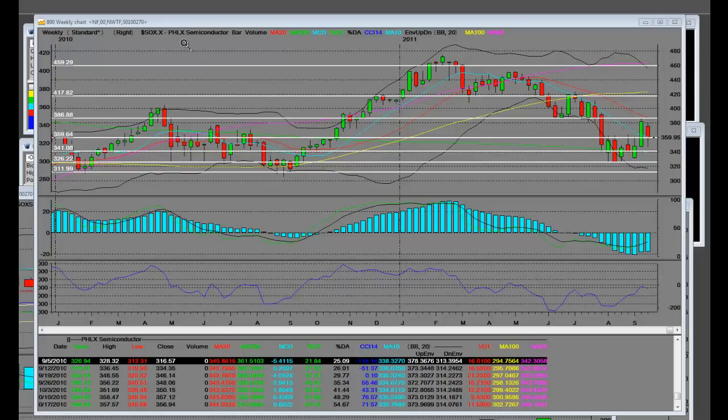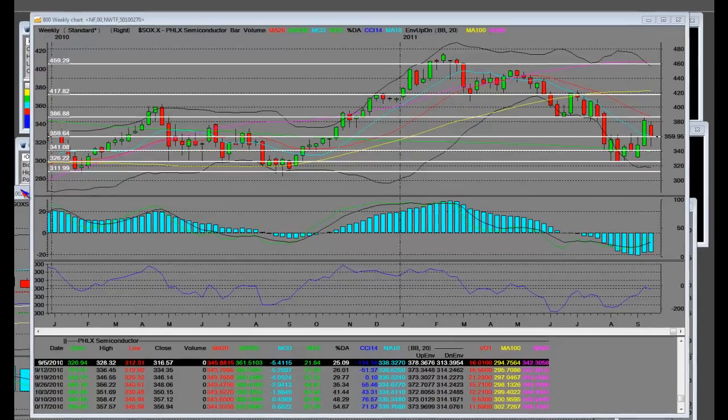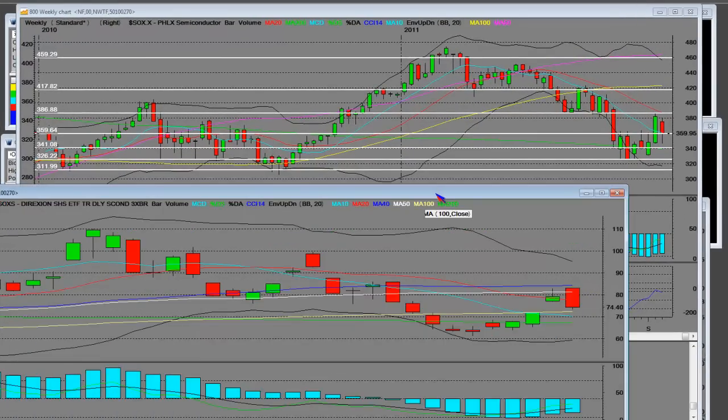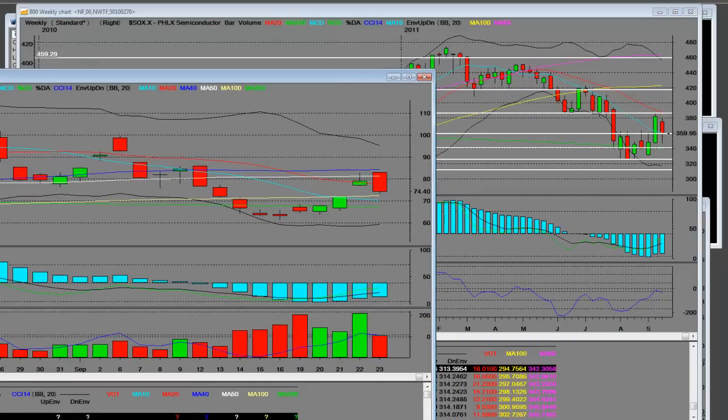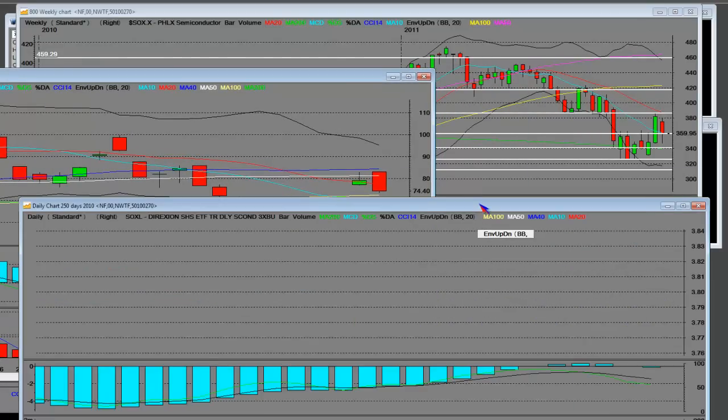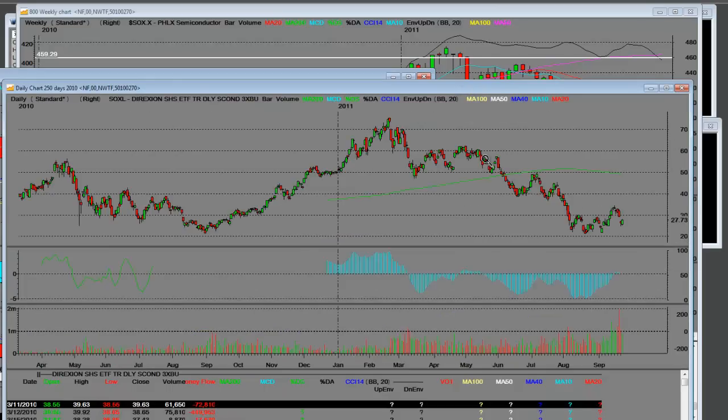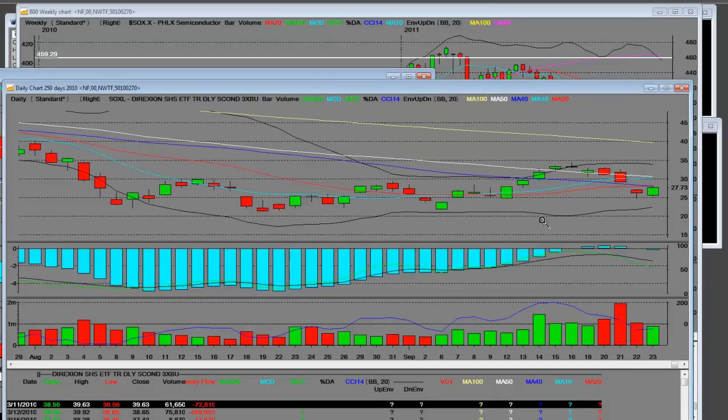Here we have the Philadelphia SOX index. It's a weekly chart, and we're going to be introducing, once again, the bear and bull ETFs we trade. This is a 3x bear that had just popped right back up to the highs off of this daily trend. 1 day, 2 days, 3 days, 4 days, and on the 5th day it makes the high during that cycle.